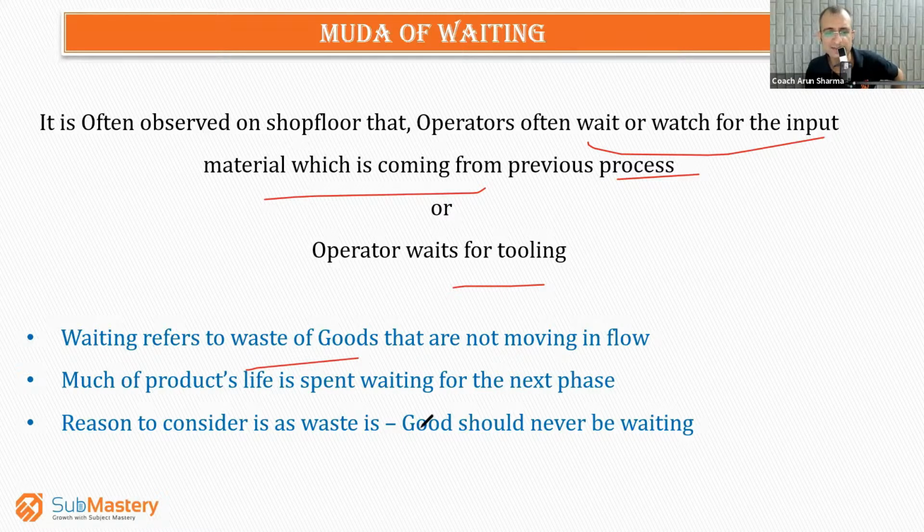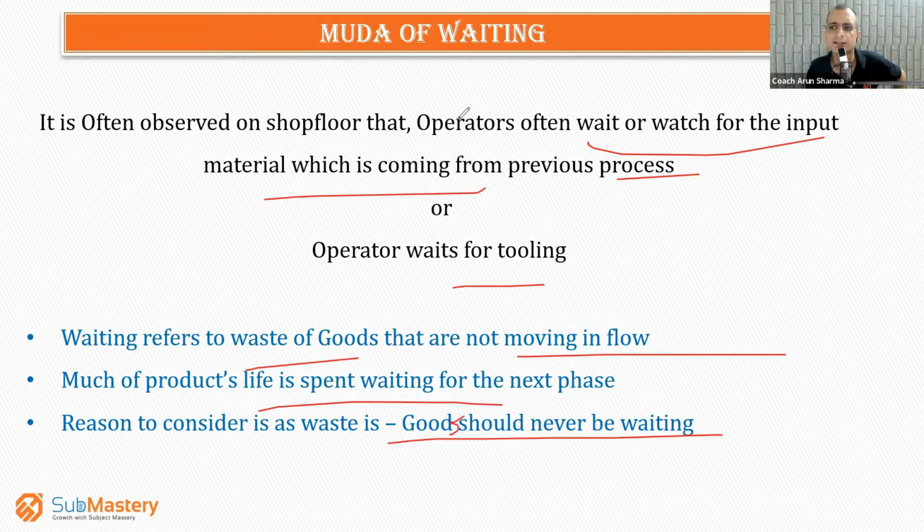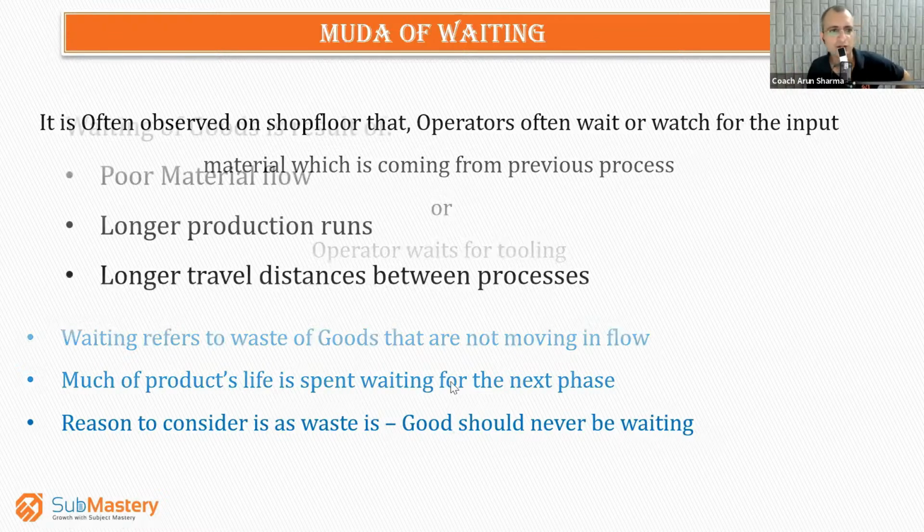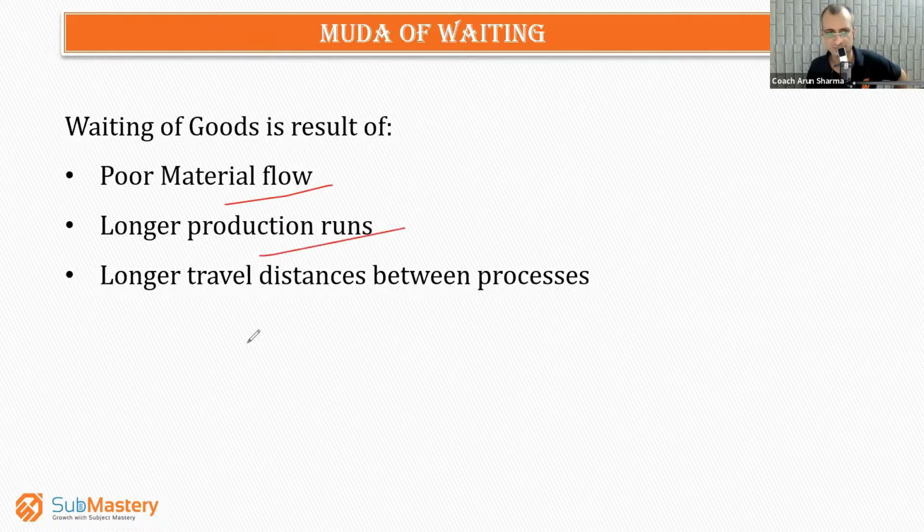And the reason to consider this is that goods should never be waiting. Because for waiting, you're not getting money. If your goods are waiting for the next action to be performed, the customer is not paying you for that. It's a continuous flow. That's the reason we say continuous flow. So waiting will result in what? Poor flow, larger production lead time, longer travel between the processes. These are the results of MUDA of waiting.